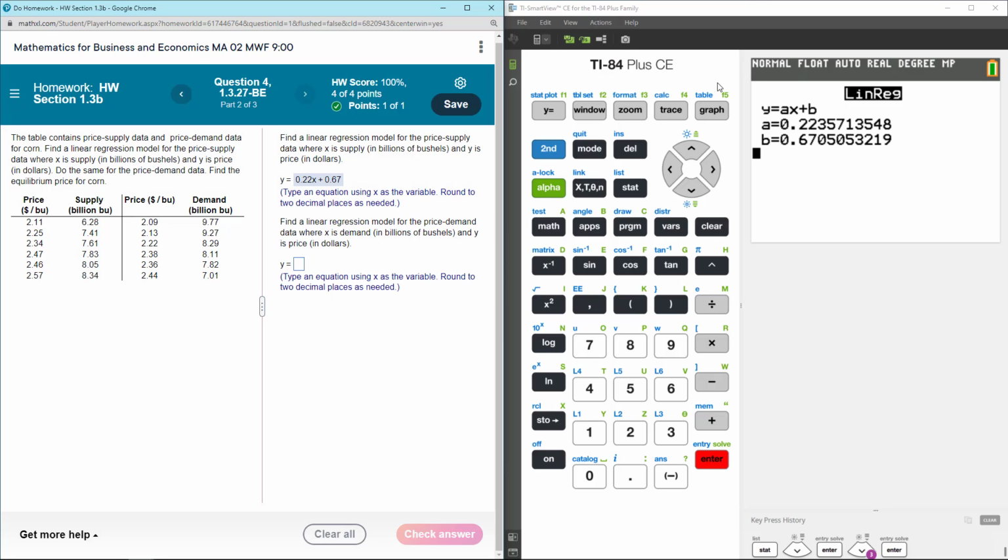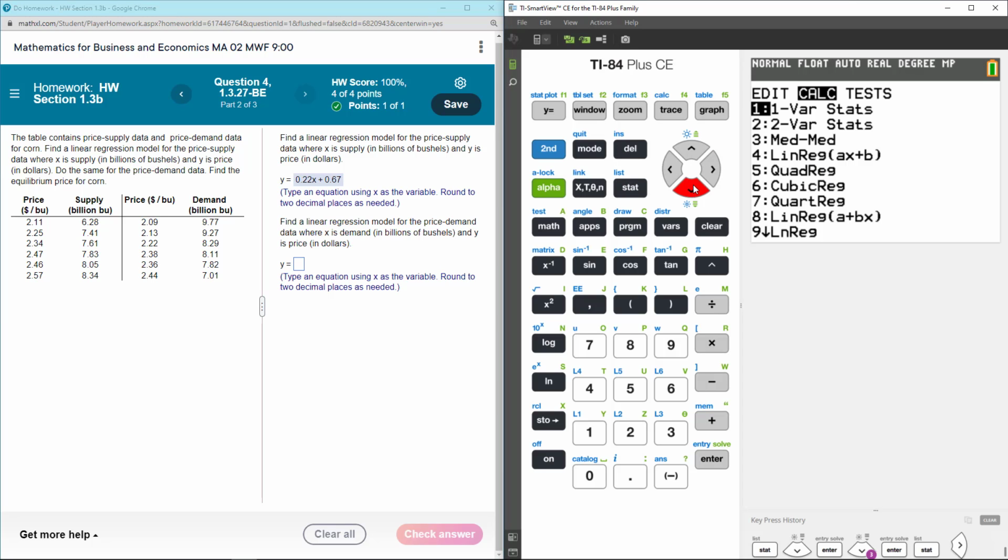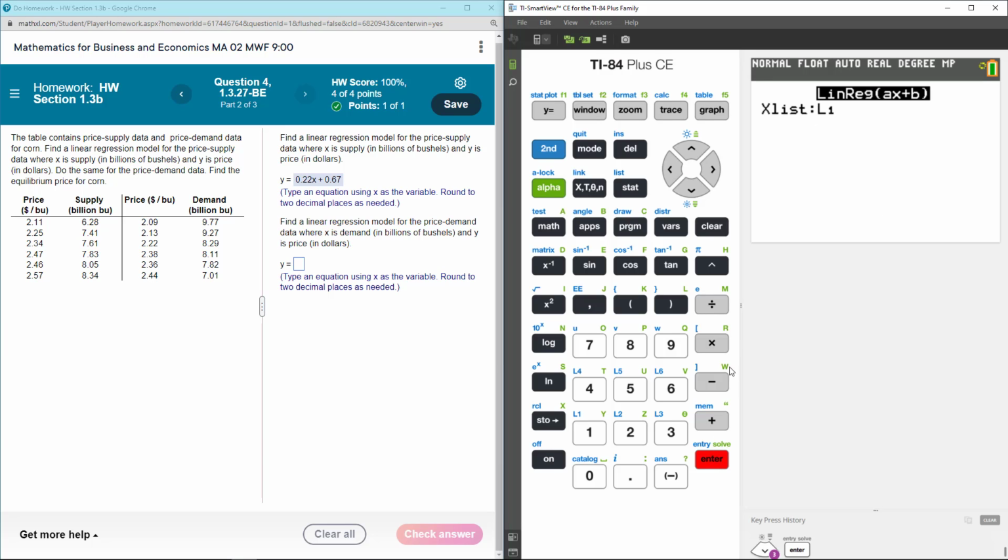Now we need to do the exact same thing for the demand curve. So once again, we go to stat, we go over to calc, we click linear regression, click enter. Now we need to change the X list to L3, because that's where I put the X values. So we're going to do second list, go down to L3, hit enter. There we go. Now we want to set the Y values to L4. Now that we have those set, we can hit calculate. And those are regression values for the demand curve.